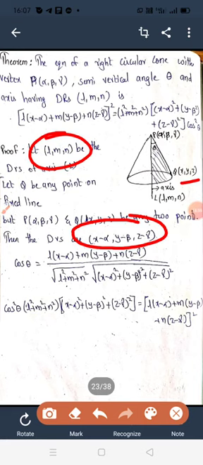Now squaring on both sides, we get the value of cos square theta. The denominator square roots get cancelled, remaining is L square plus M square plus N square into (x minus alpha) whole square plus (y minus beta) whole square plus (z minus gamma) whole square. Now cross multiplication, therefore L square plus M square plus N square into (x minus alpha) whole square plus (y minus beta) whole square plus (z minus gamma) whole square into cos square theta equal to (L into (x minus alpha) plus M into (y minus beta) plus N into (z minus gamma)) whole square.